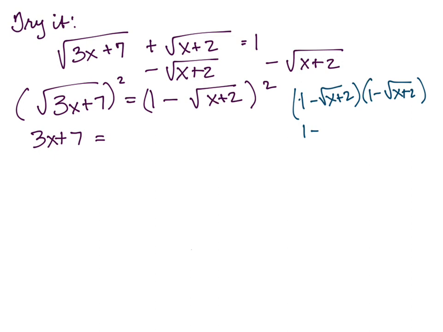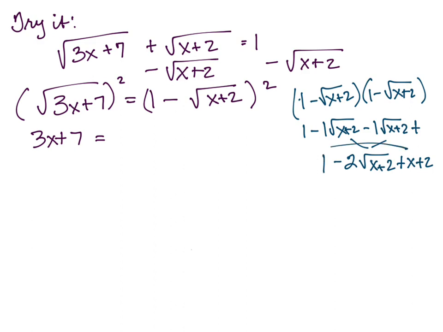Minus 2. In other words, if I've lost you right there, we're going to have minus 1 square root x plus 2 minus another 1 square root x plus 2. What I'm saying is that's minus 2 square root x plus 2. It's a double product in the middle. And then you square the last, which when I square root x plus 2 times itself, what do I get? X plus 2. And that's it. The negative times the negative is a positive.